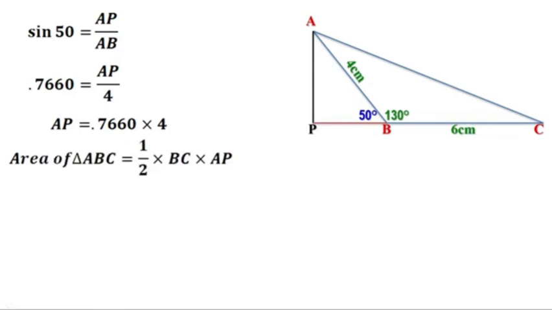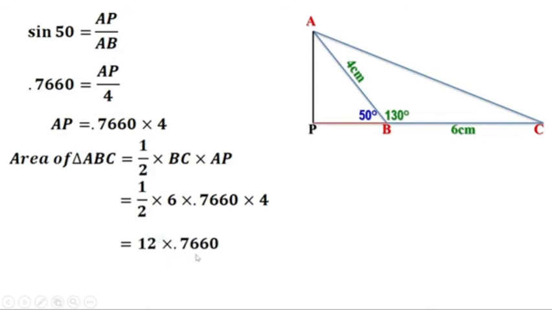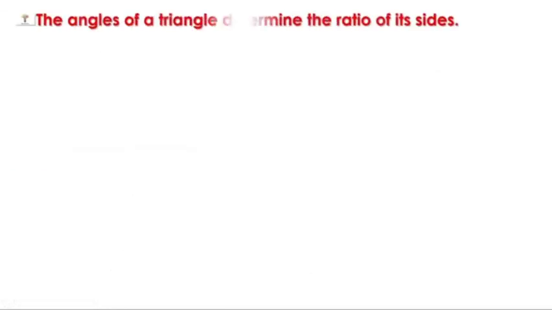Therefore half into 6 into 0.7660 into 4. 6 divided by 2 is 3. 3 into 4 is 12. Therefore 12 into 0.7660 is equal to 9.192 centimeter squares. Clear children? The same answer as before will come. Because in the earlier case we had 50 degree, here it is 130 degree.